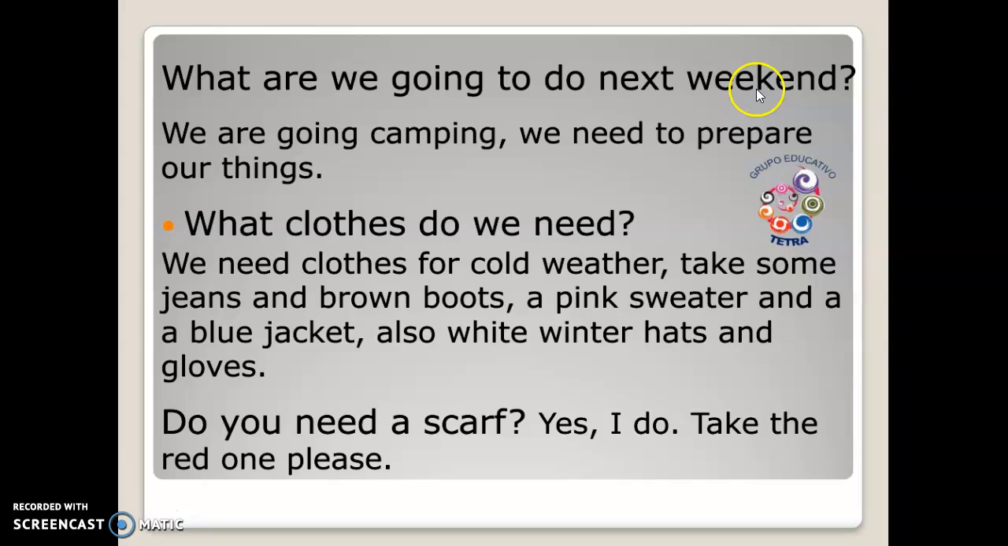What are we going to do next weekend? We are going camping. We need to prepare our things. What clothes do we need? We need clothes for cold weather. Take some jeans and brown boots, a pink sweater and a blue jacket, also white winter hats and gloves. Do you need a scarf? Yes, I do. Take the red one, please.